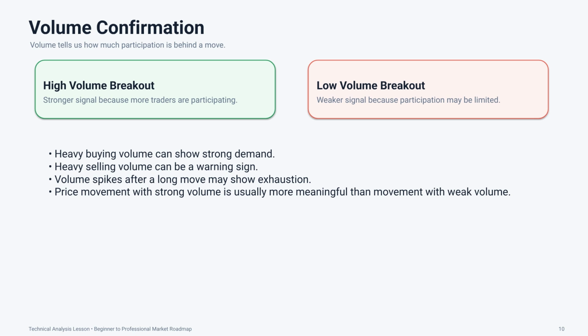The second one is a low volume breakout. A low volume breakout is usually weaker because participation may be limited. Price may move above a level, but if volume is low, we have to be careful.